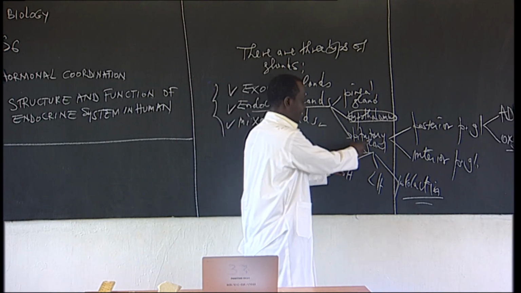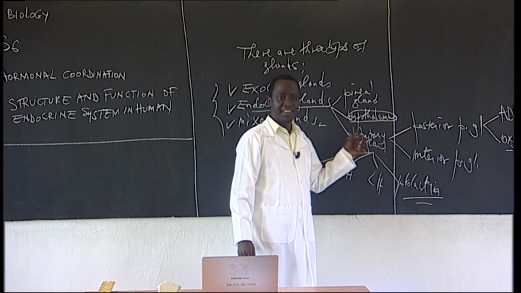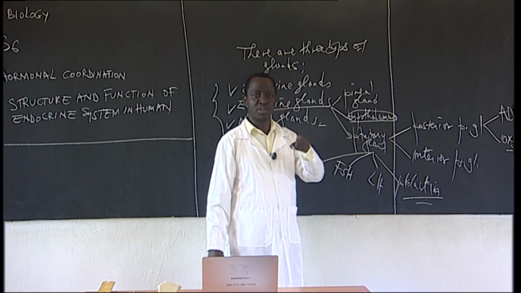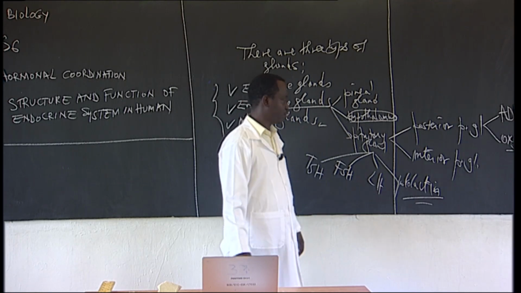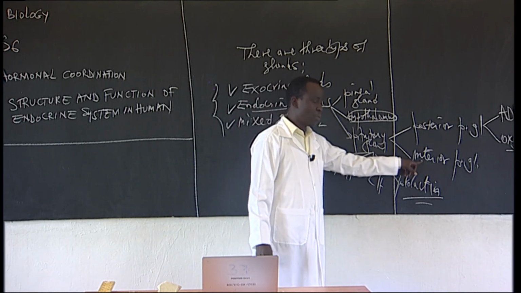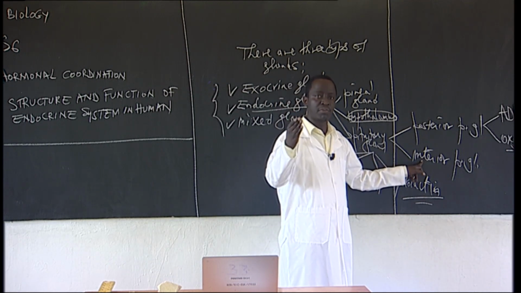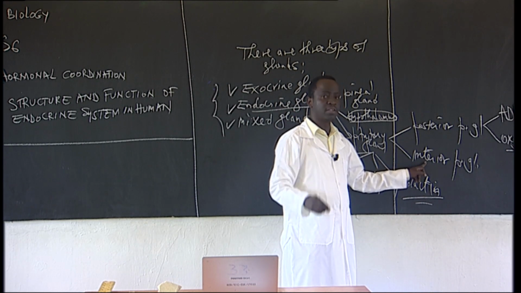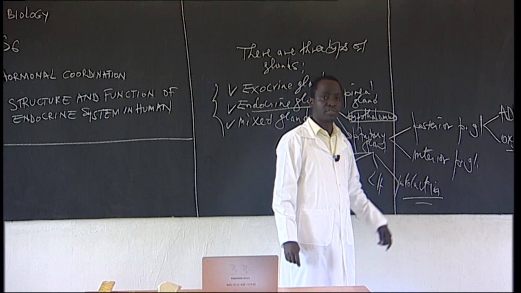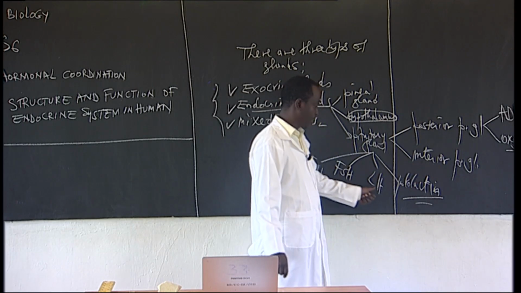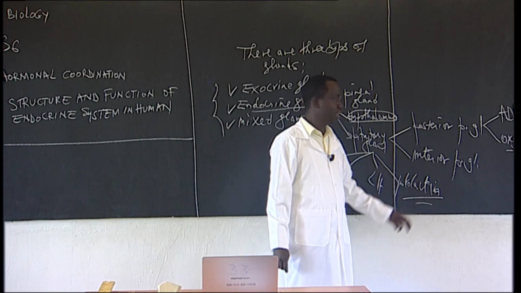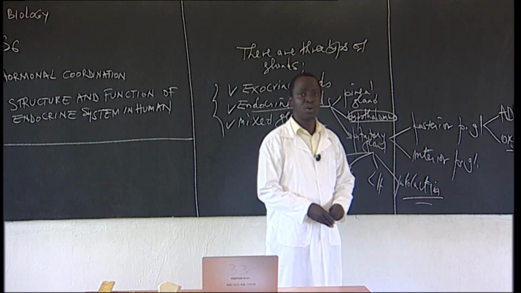So now, if you go to this pituitary gland, it has two parts. It's still there on the screen. It has the anterior pituitary gland. Can you tell us three hormones secreted by this anterior pituitary gland? So we have FSH and LH, prolactin, and so on. Then posterior, we have ADH and oxytocin.